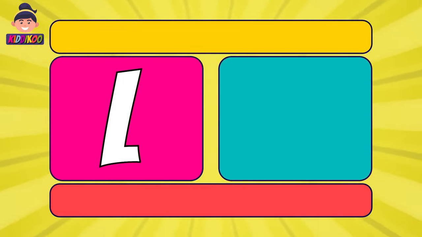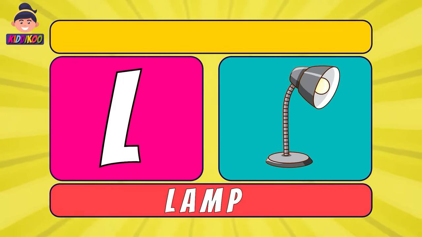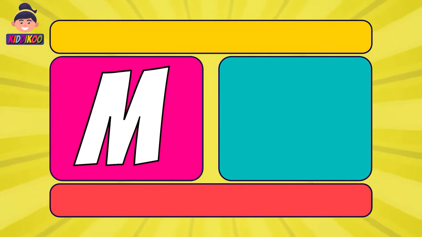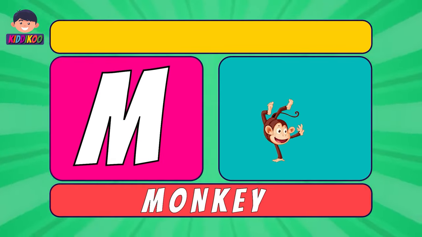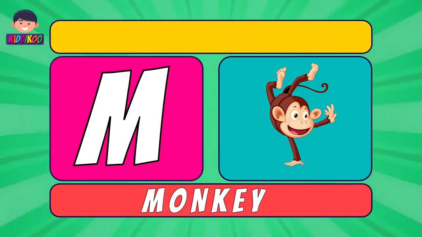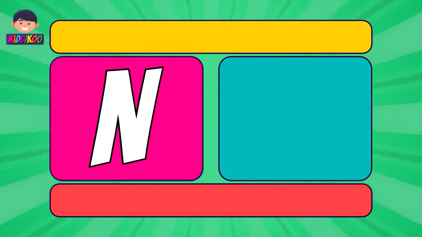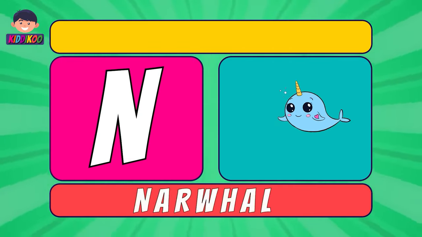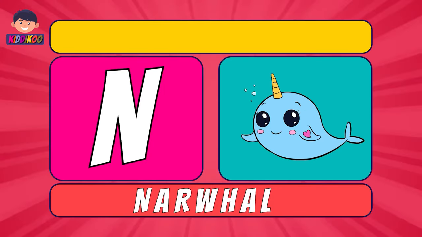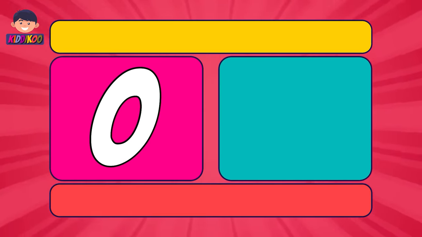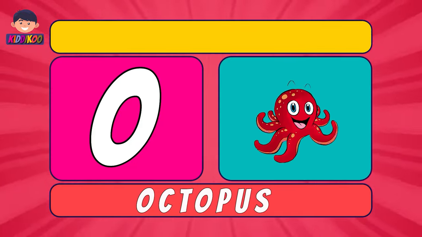Next letter is L. L for lamp. Lamp. Next letter is M. M for monkey. Monkey. Next letter is N. N for narwhal. Narwhal. Next letter is O. O for octopus. Octopus.